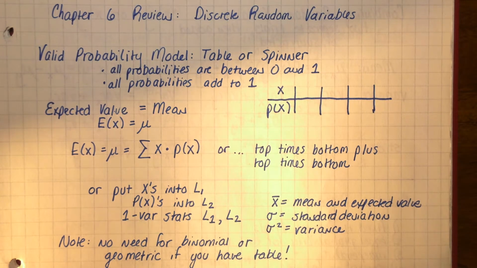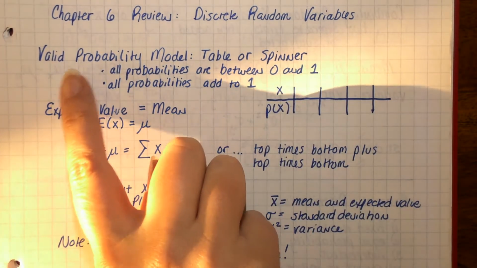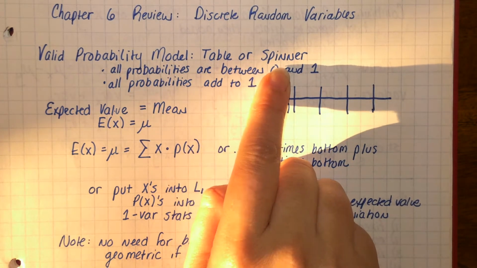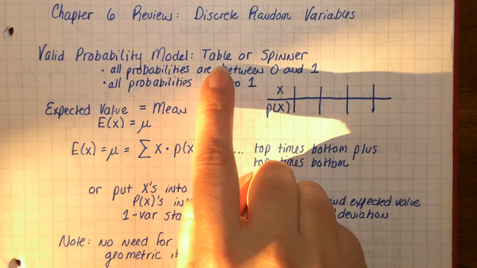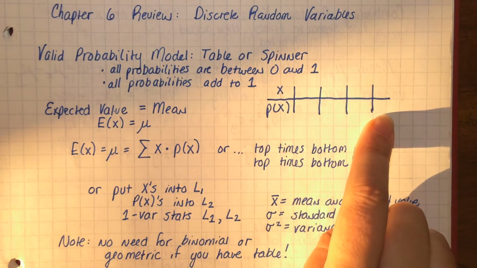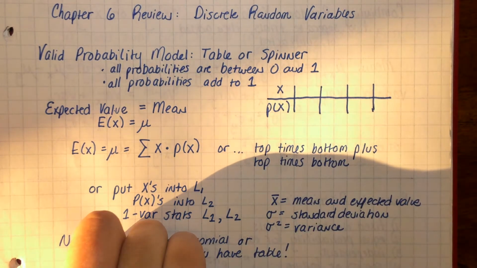Okay, so we started off the chapter with kind of this spinner situation. We had this spinner at 2, 3, and 5, I think, and they each had different probabilities. We made those into a table like this, and the first thing we decided was, what is a valid probability model? That will come from either a table or a spinner, and the spinner we usually make into a table. All the probabilities listed will need to be between 0 and 1, and they all need to add to 1 for it to be a valid probability model.